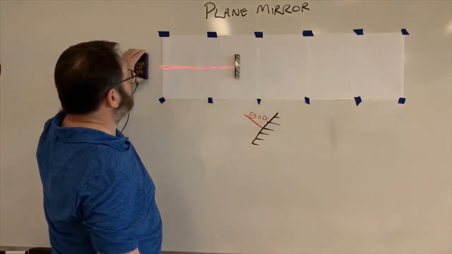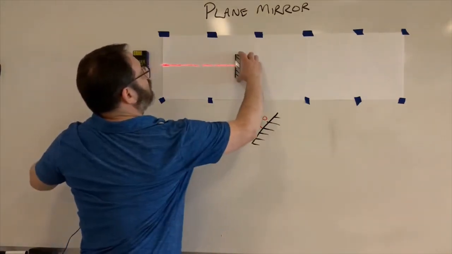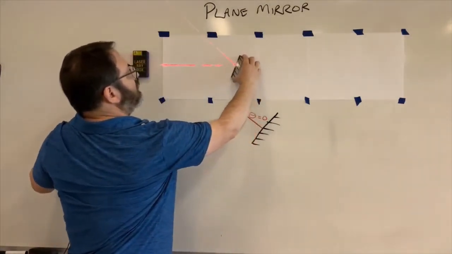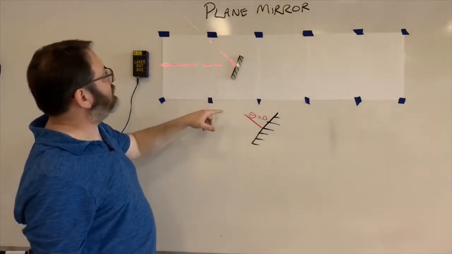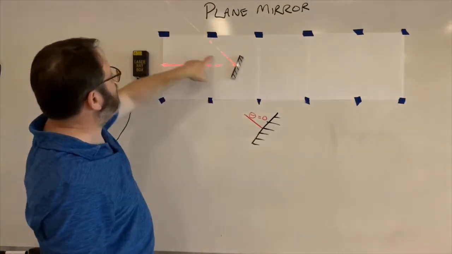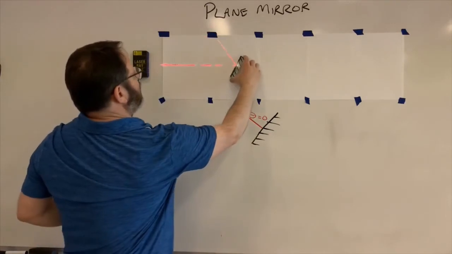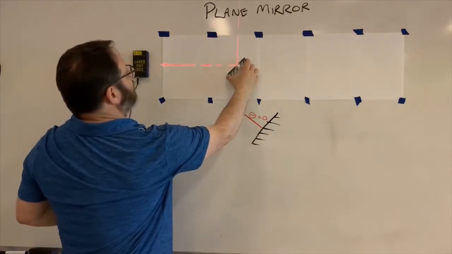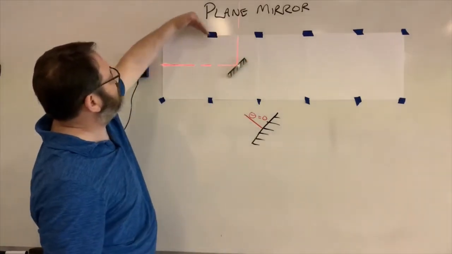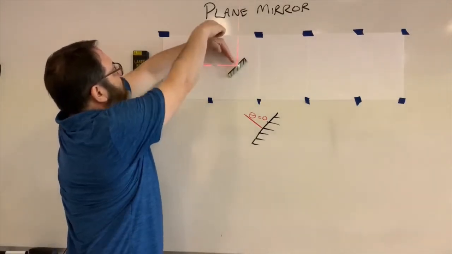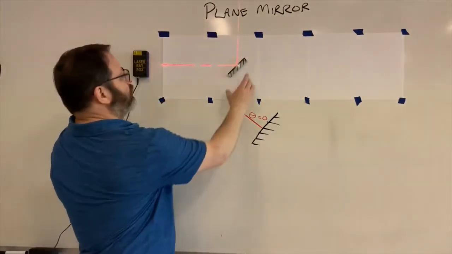Now, it doesn't matter whether I move the source or whether I move the mirror. So if I go to that direction, you can see that the normal direction is now moved up here. So if I bounce it at 90 degrees, then the incident angle is 45 and the reflected is 45.